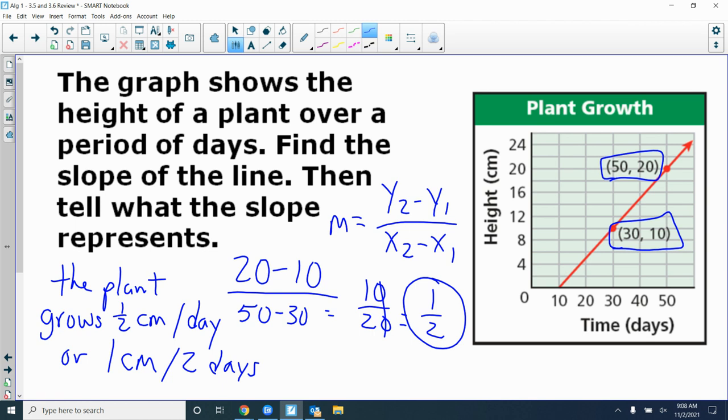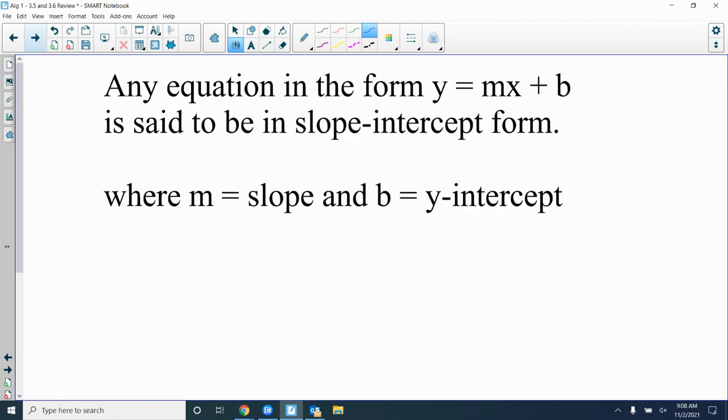All right, so you can do it either way. Last little piece here. Any equation, this is what we did in the last section: y equals mx plus b. M is your slope, b is your y-intercept. So you got that m right there, put down slope, b is y-intercept.